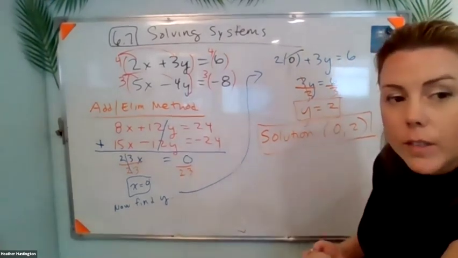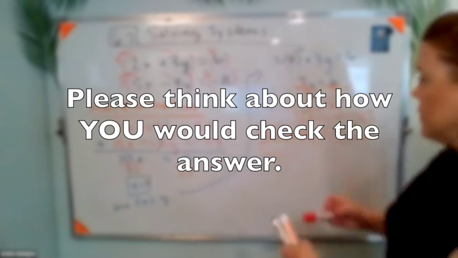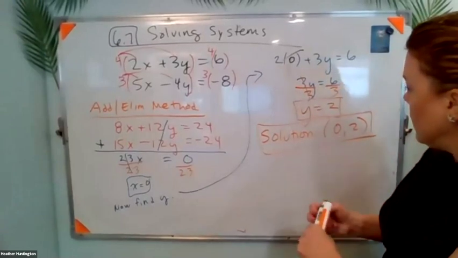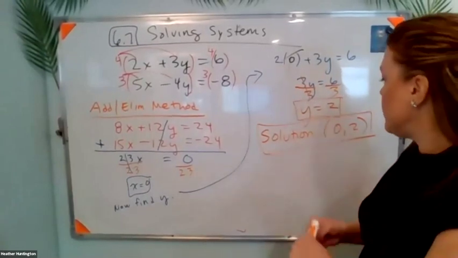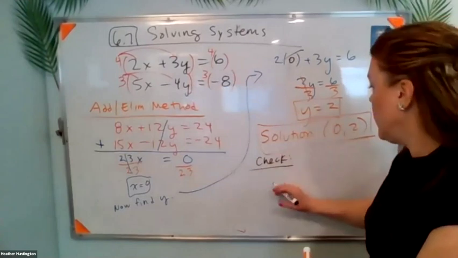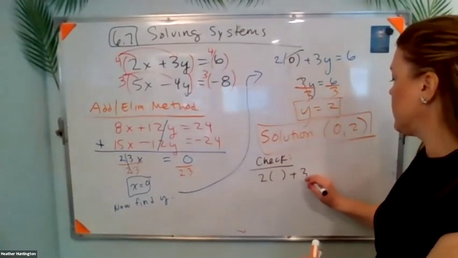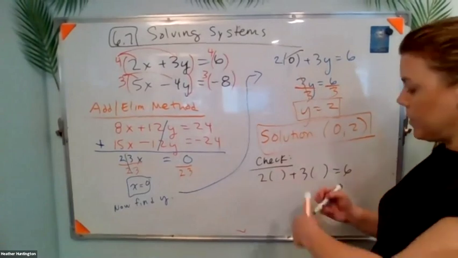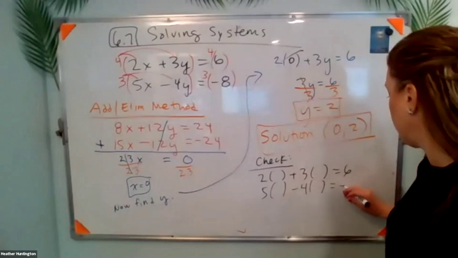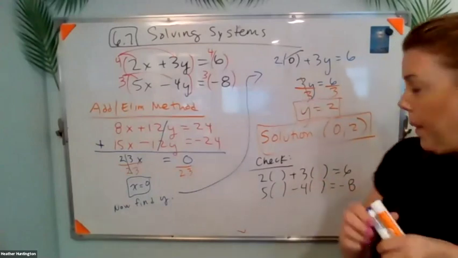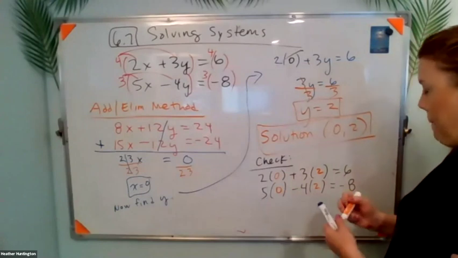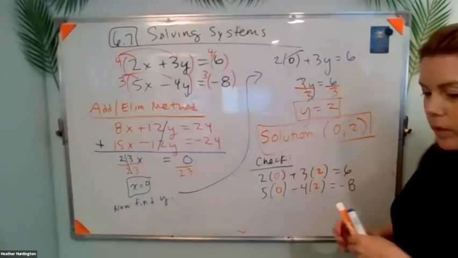How can we check our answer? Plug it in. All right, where do we plug it into? The entire system. So we've got 2 times x plus 3 times y equals 6. It's got to be a solution for both, so you have to check both. Okay, so then we've got 0, 2, 0, 2.